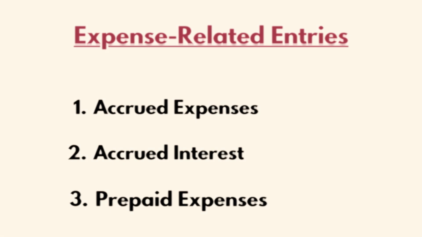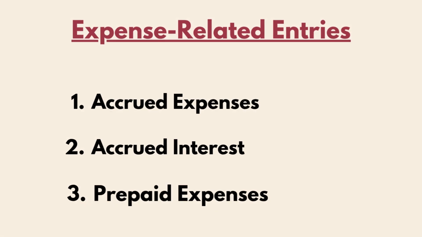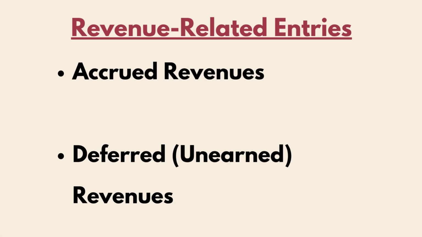Today we are covering 5 of the most common entries, and to keep it simple, we're splitting them into 2 groups. Expense-related adjusting entries. This makes sure costs are recorded in the correct period, whether you paid them yet or not. They include accrued expenses, accrued interest, and prepaid expenses. Then we have revenue-related adjusting entries. These make sure your income lines up with when it was actually earned, not just when cash hits the bank. They include accrued revenues and deferred, which is unearned revenue.